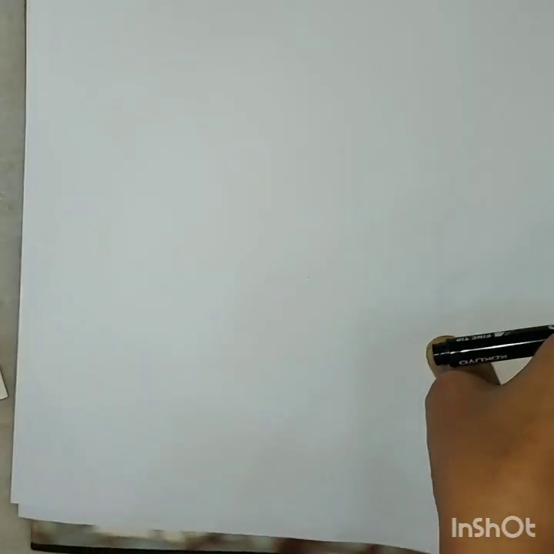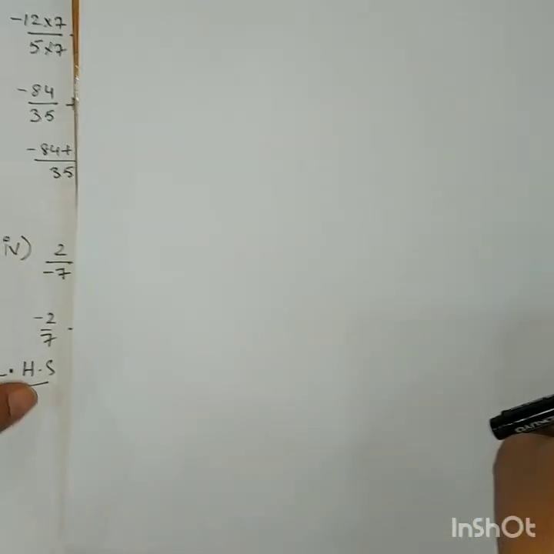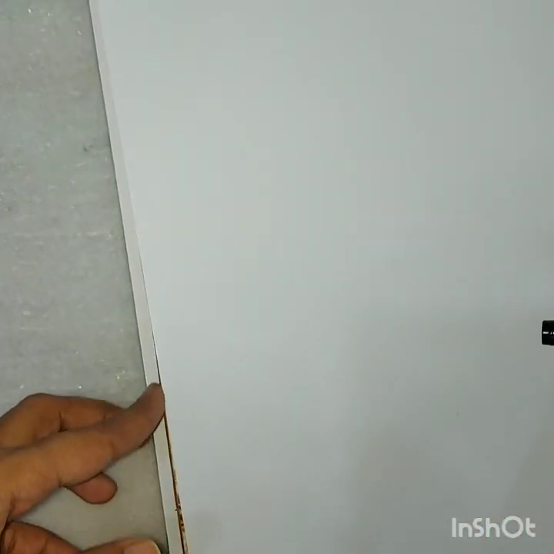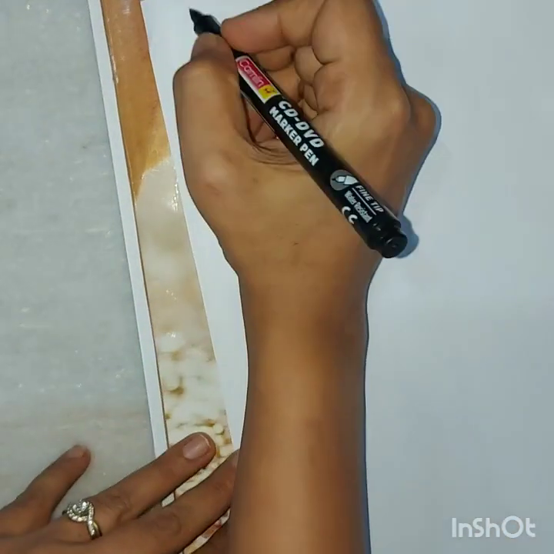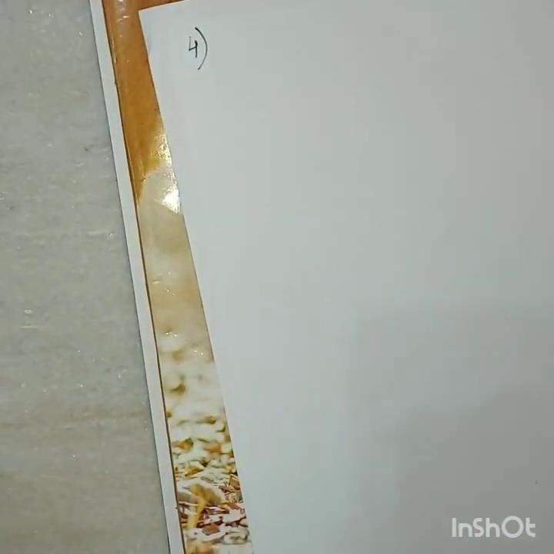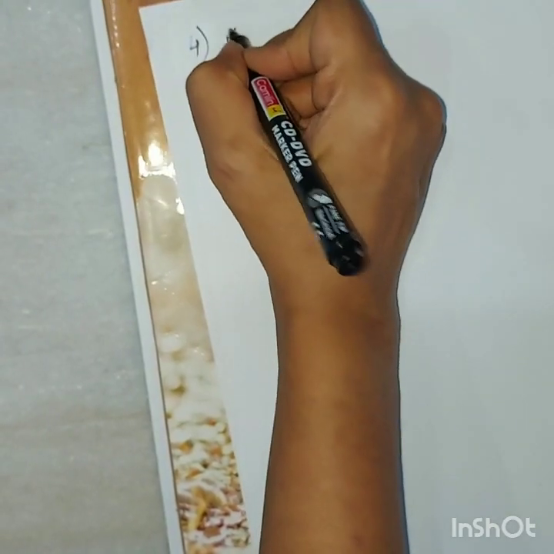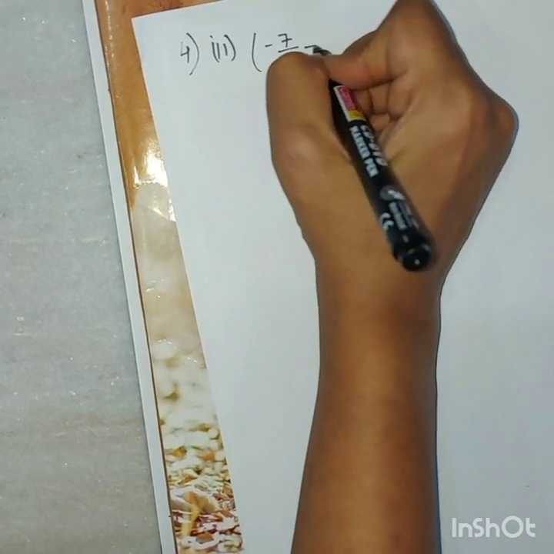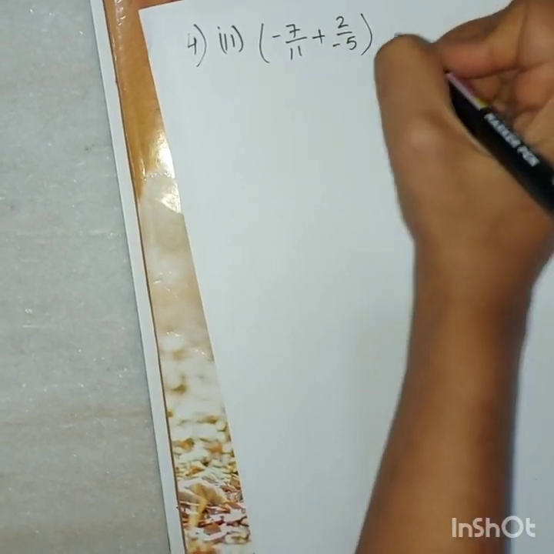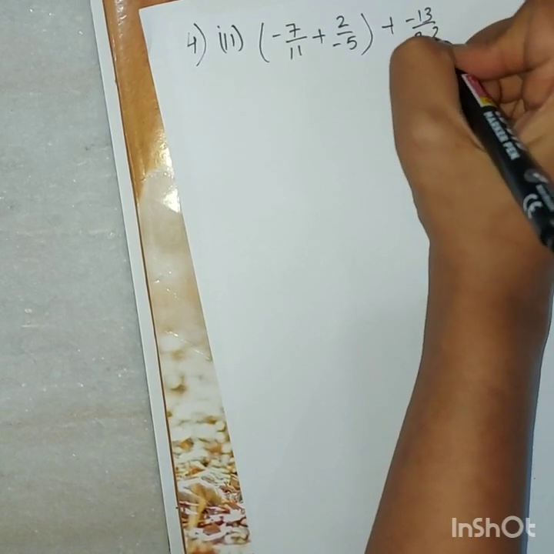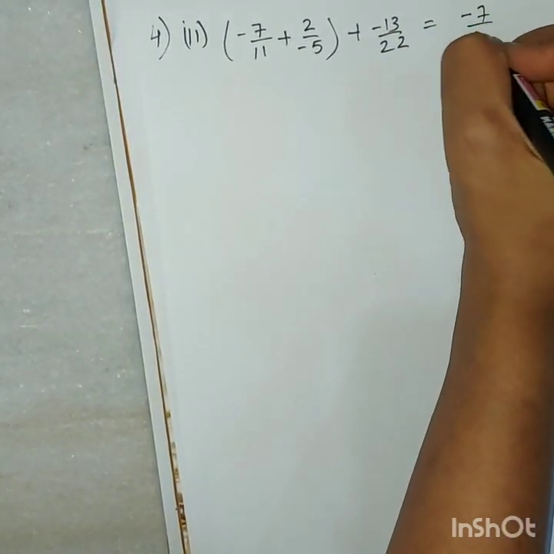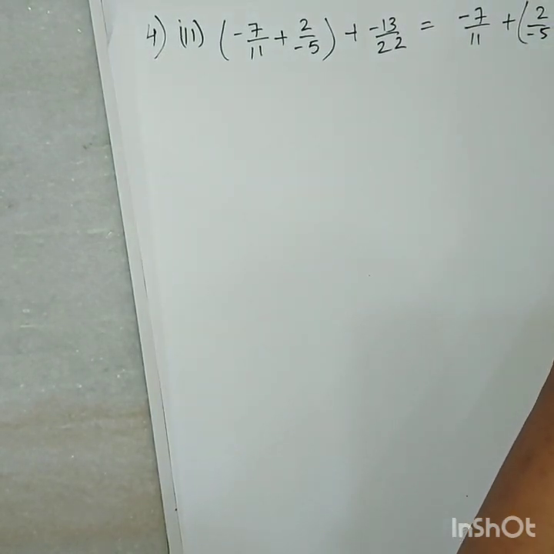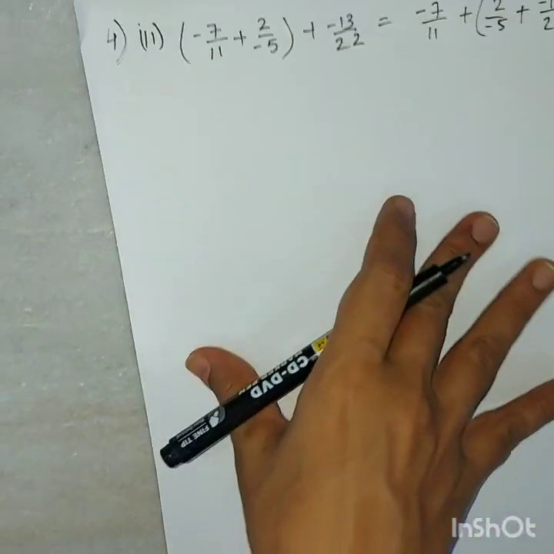I would like to tell you another verify also. These sums are all very similar, so I would like to teach you so that you can do the other parts of the sums at your ease. Okay, now I would like to go to the fourth sum, which is also verify, but you can see there are three numbers. Minus 7 upon 11 plus 2 upon minus 5 plus minus 13 upon 22 equals minus 7 upon 11 plus 2 upon minus 5 plus minus 13 upon 22. Okay, see, it is verify.